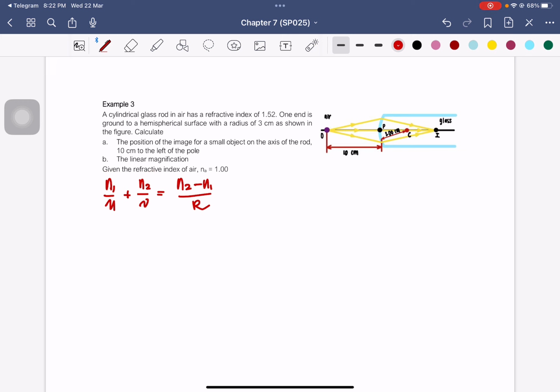Okay, so this is asking for V lah, position of the image, 10 centimeter to the left of the pole. Right, so let's just ignore that for a while. Okay, so now given is the refractive index of air. So this is the first medium because the light is originated from the object. So this is our first medium, which is air. So N1 is gonna be equal to 1.00. Next, what is the second medium? The second medium, it is a glass sphere which has a refractive index of 1.52.